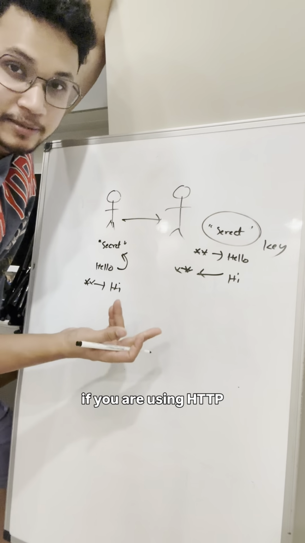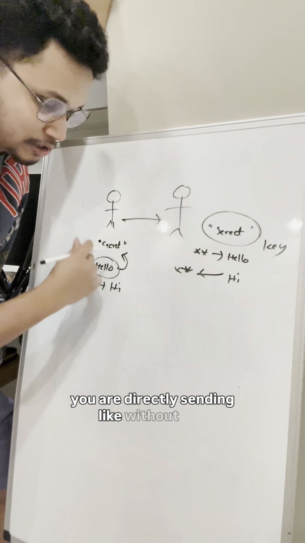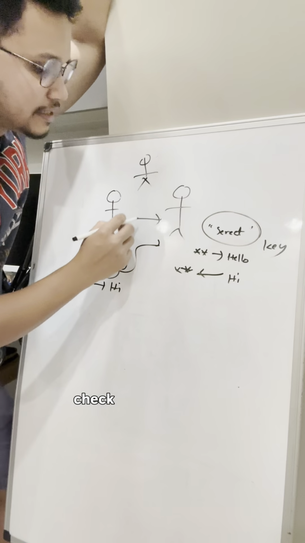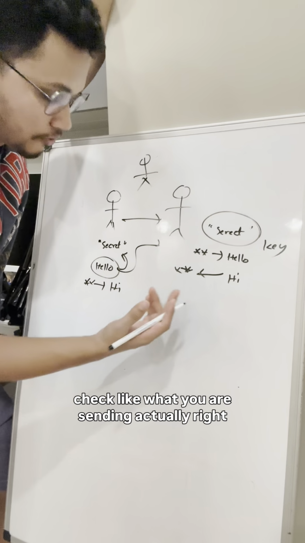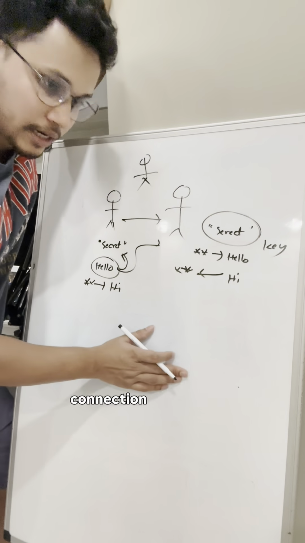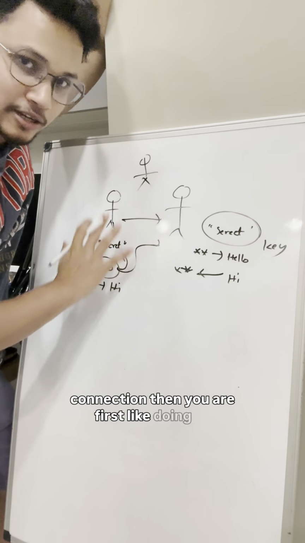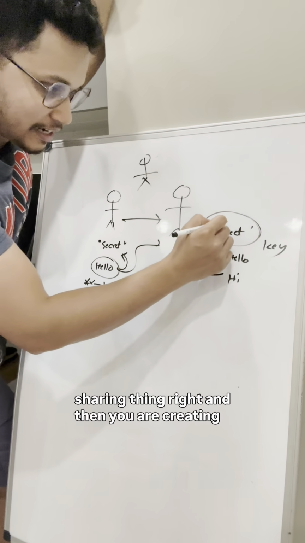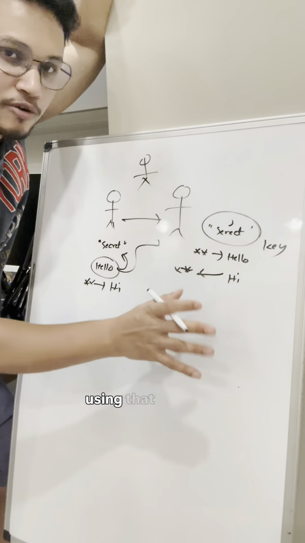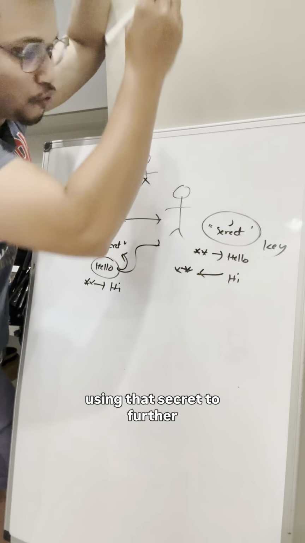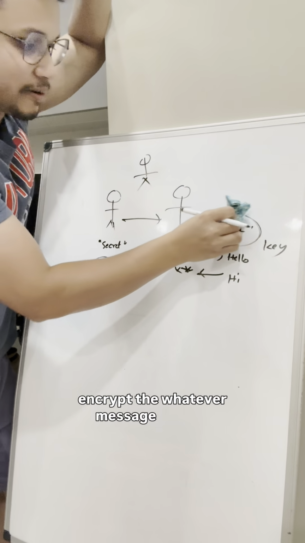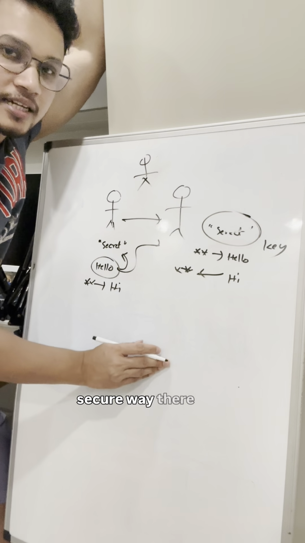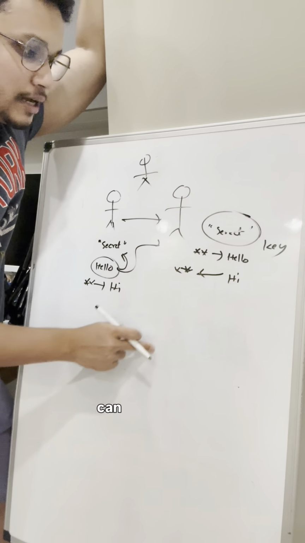If you are using HTTP, then you are sending directly without any encryption, and if there is a bad guy, he can easily check what you are sending. But if you are using a secure connection, then you first do all this private key, public key sharing, then you create a secret, and then you use that secret to further encrypt whatever message you are sending. So that's a much more secure way. There is no way the man in the middle can decrypt this.